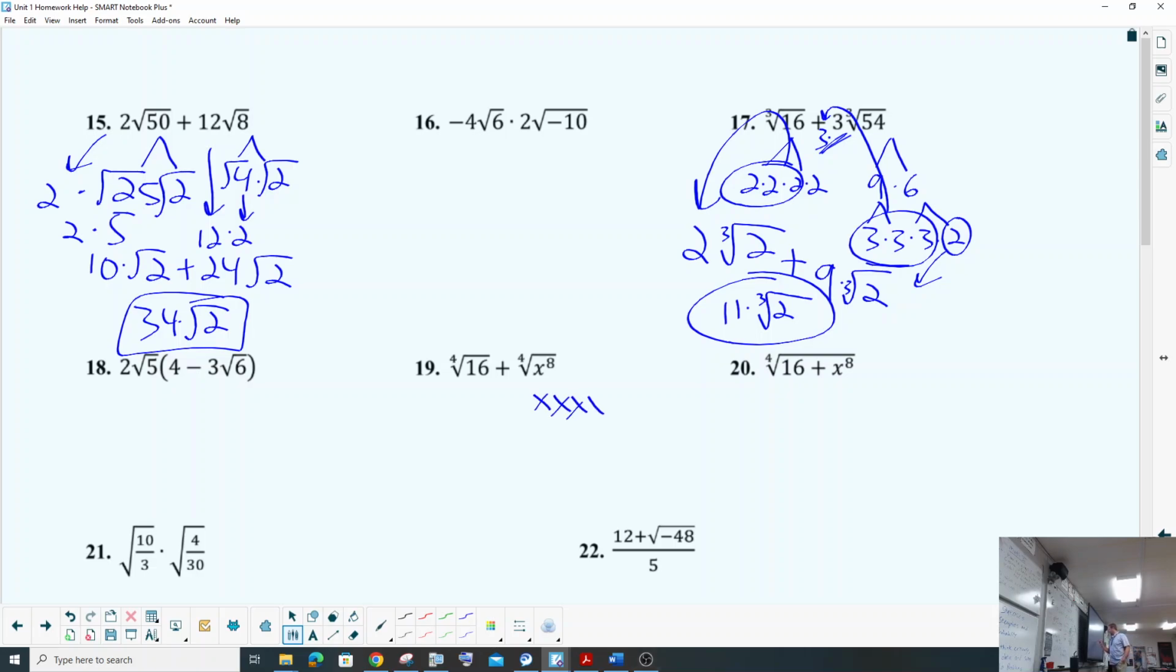1, 2, 3, 4, 5, 6, 7, 8. Who do we appreciate? New ball!